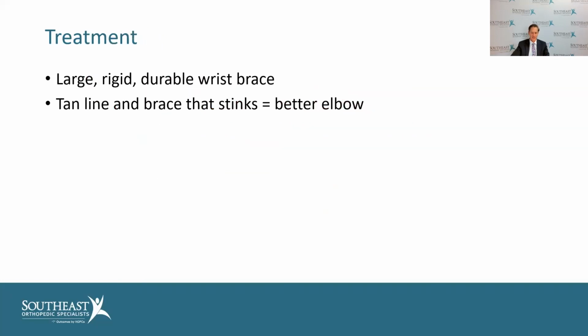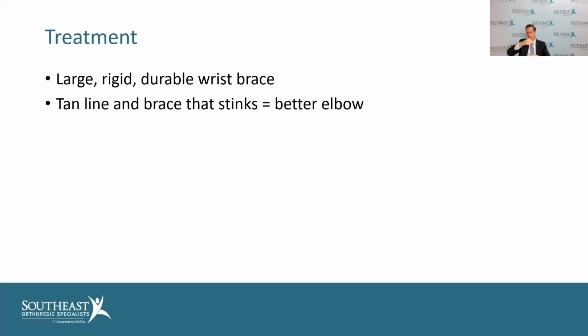One of the things that repeatedly has been shown in multiple studies to make people's suffering duration shorter is to wear a large, rigid, durable wrist brace. Not an elbow brace, a wrist brace. So the brace that I like, and I've been through a lot of them, is durable enough to last, but it goes from the middle of the hand to the upper forearm. So it doesn't go above the elbow. It doesn't wrap around the elbow. It's not one of those Velcro elbow straps with the little balloon in it.